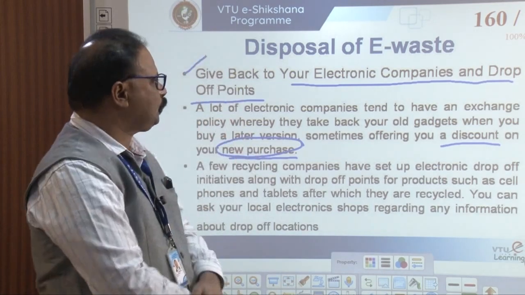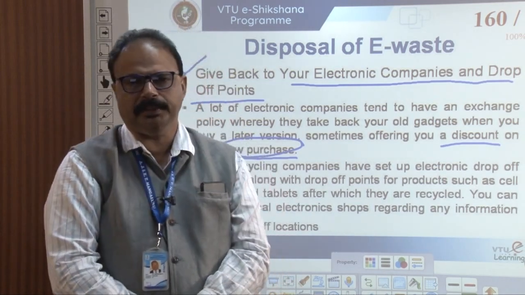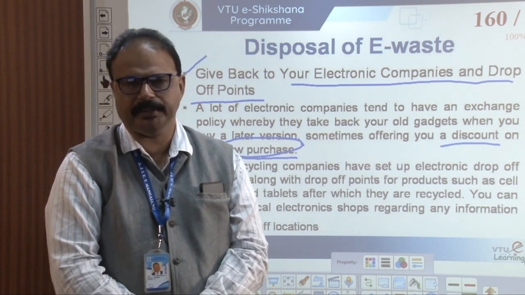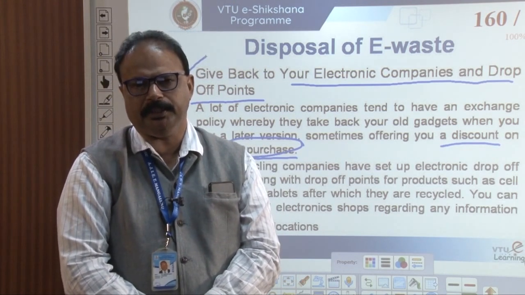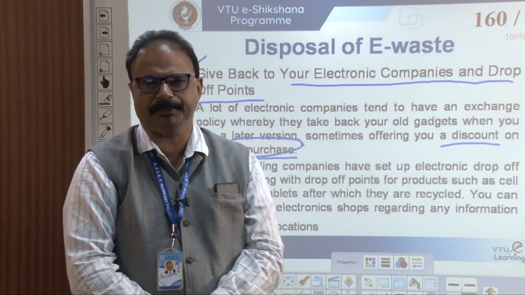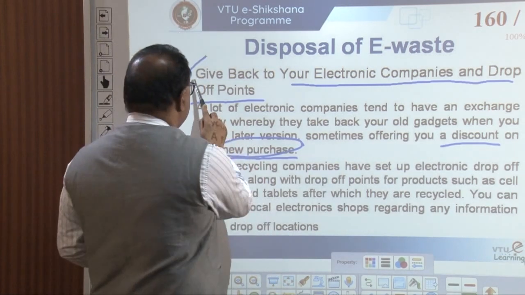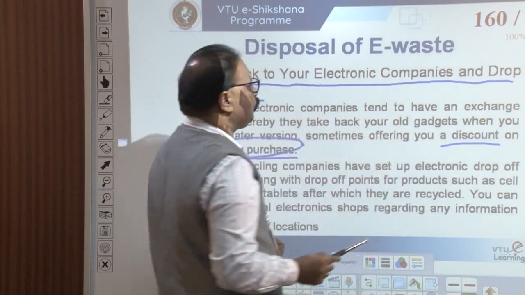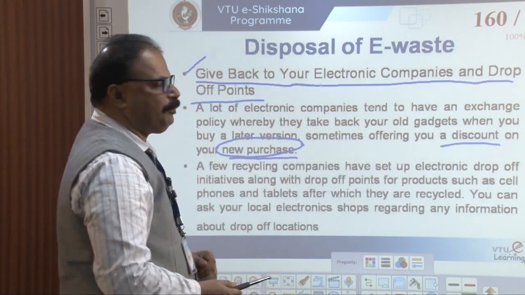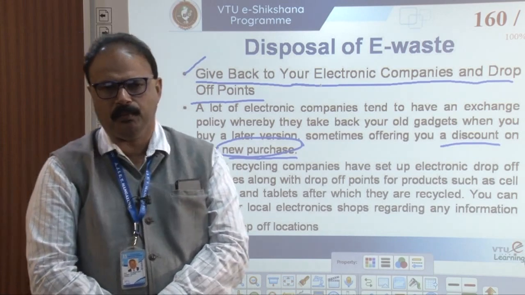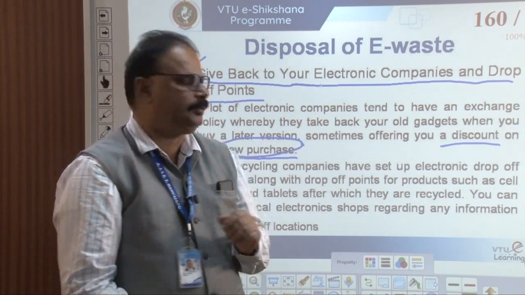Give back to your electronic companies and drop off points. This is the process of disposal of e-waste. First, very important, give back your electronic companies and drop off points. This is one disposal method.